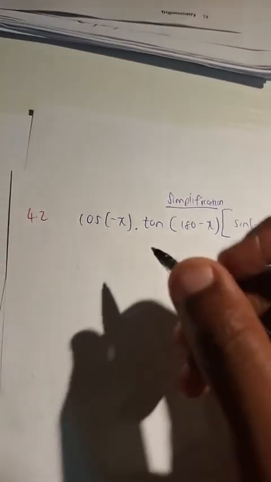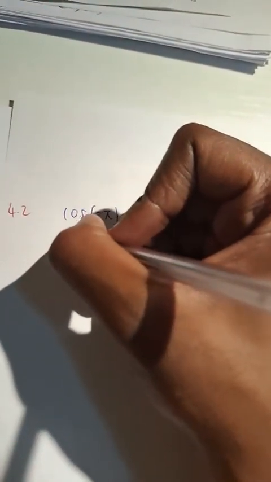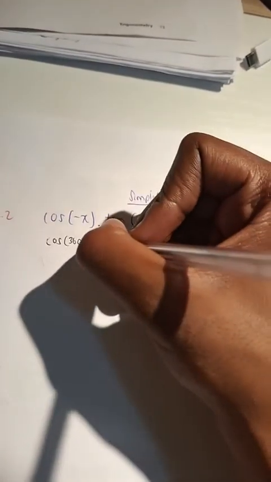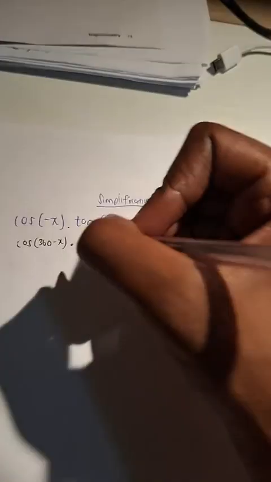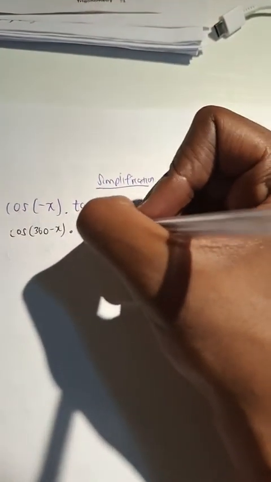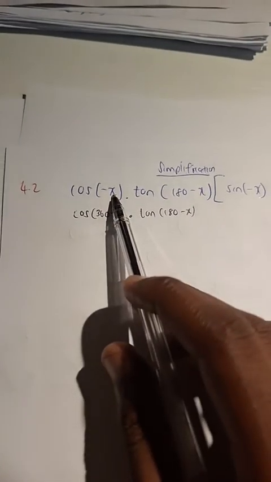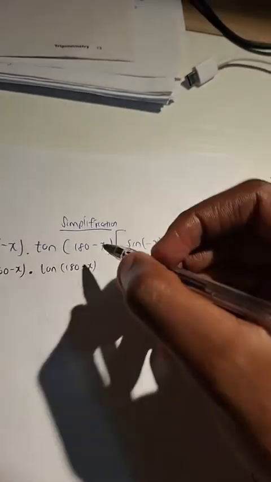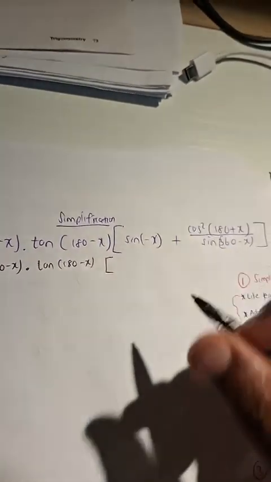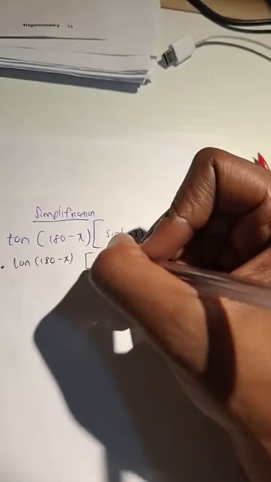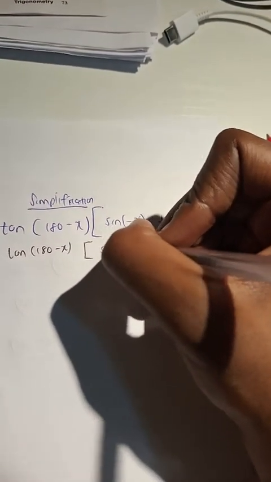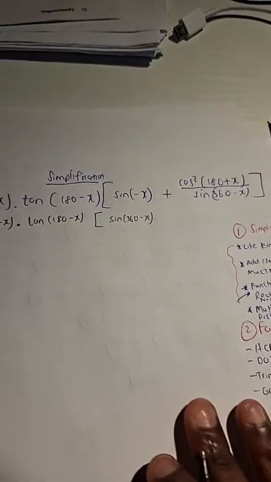Cos of negative x, I add 360 to x. I'm going to evaluate these shortly. I just added 360 there because it's a negative angle. That puts a totally different dimension to things. I added another 360 there because it's a negative angle.